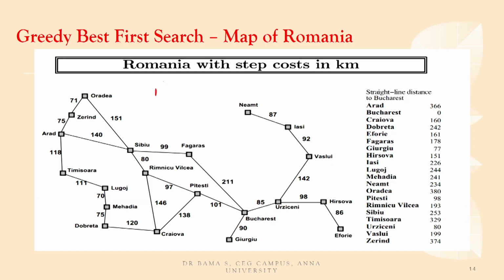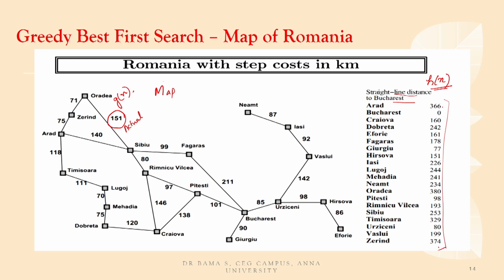Now, we will see the book example of the map of Romania. This is the map, where we see the actual cost, which is the actual g of n value, and the straight line distance on the right is the heuristic value h of n. So, for greedy best first we are only going to see the h of n value.